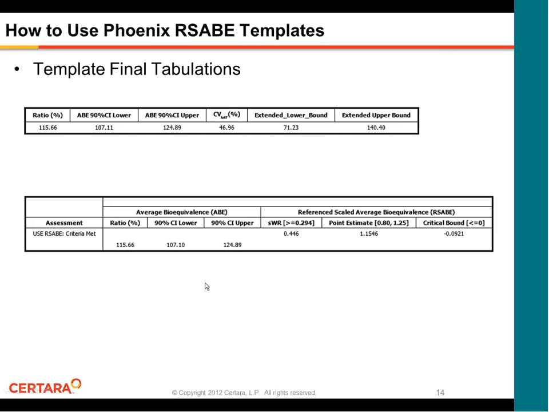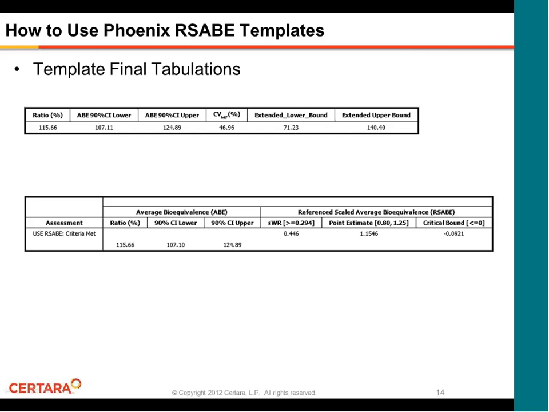For the FDA final tabulation, it has an assessment at the beginning. These change depending on your data. So it would say things like you cannot use the reference-scaled average bioequivalence, or yes, you can use it, and then it tells you whether the criteria for bioequivalence is met or not.